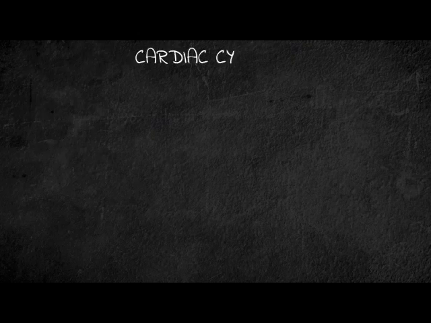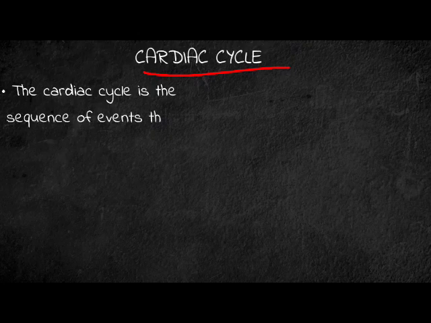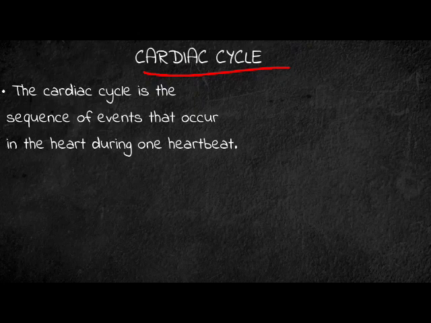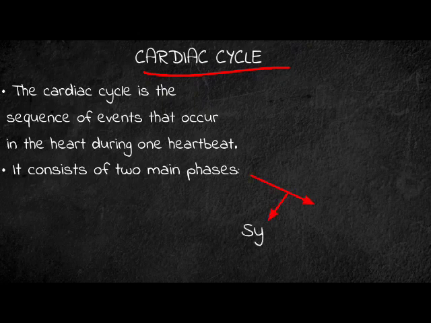So students, today we are going to learn about the cardiac cycle. So what is a cardiac cycle? It includes various steps. The cardiac cycle is a sequence of events that occur in the heart during one heartbeat. Each heartbeat has different phases through which it goes. The two main phases are systole and diastole.